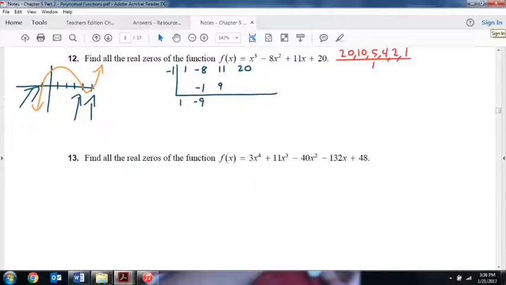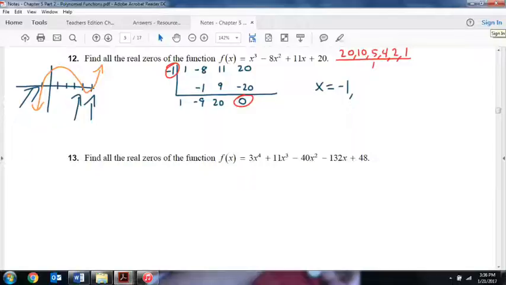11 and 9 make, not times 9, plus 9. 11 plus 9 make 20. 20 times -1 is -20. Great, and we get a remainder of 0. Excellent. So, for this function, when x is -1, y is 0. Therefore, -1 is one of our roots. So x equals -1. We have just proven that -1 is one of the roots.